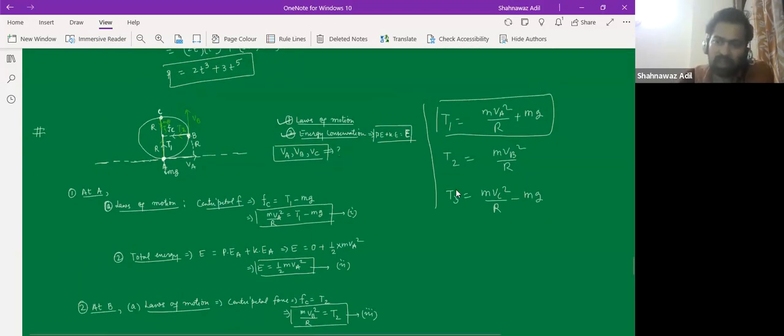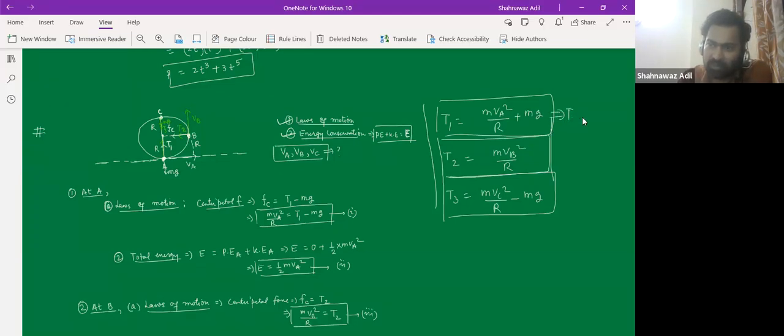So if we cannot neglect this, we can say at which part the tension is maximum. VA is maximum, so T1 is maximum, right? VB is smaller than this, and VC is also smaller, and then we are also subtracting mg. So this part is the minimum tension. Is it clear, guys?